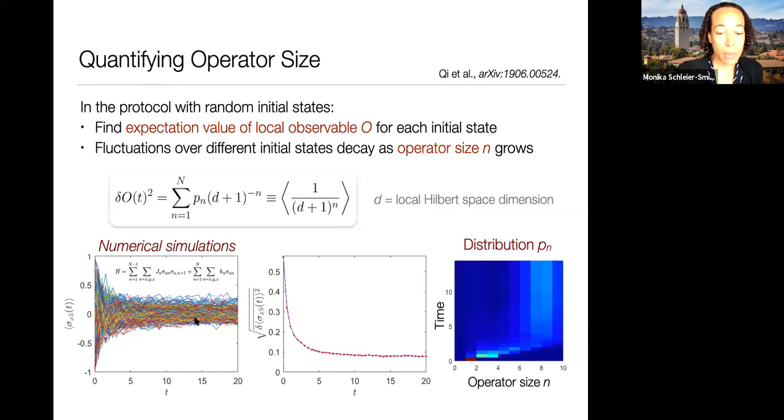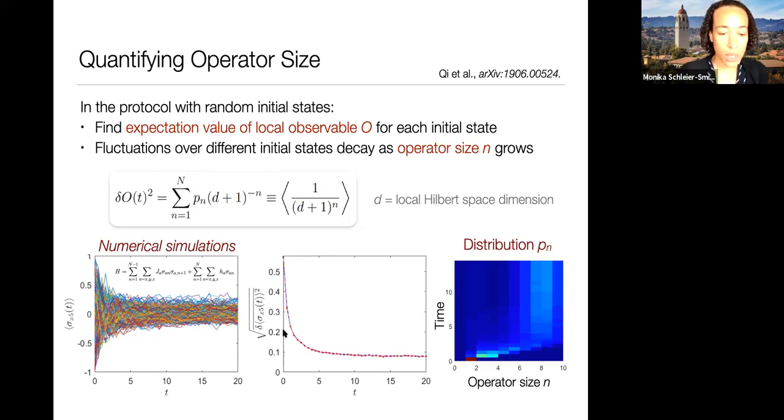And so if the operator has size n, Schleier was able to prove that the fluctuations basically go as 1 over the Hilbert space dimension to the power of the operator size. So the bigger the operator, the smaller these fluctuations. That's a neat quantitative relationship between fluctuations that you can measure by preparing many different initial states and the size of the operator. So that starts to get quantitative.